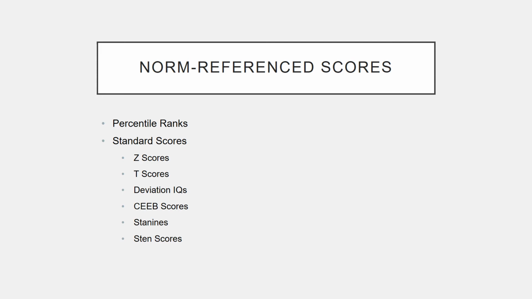Then you have those CEEB scores. These are used in things like the SAT or the GRE, and so they just have different ranges of scores and standard deviations to indicate certain types of aptitude or achievement. Then we have things like stanine and S10 scores, which again are just different ways of describing and looking at standard deviations from the mean, and they're just used in different kinds of testing.